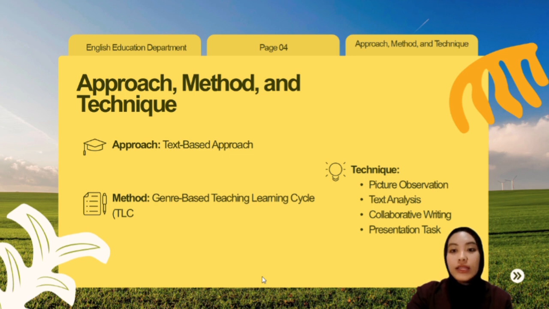Several techniques are applied in the lesson, including picture observation, text analysis, collaborative writing, and presentation. These techniques encourage active participation and help students develop both their understanding and writing skills.